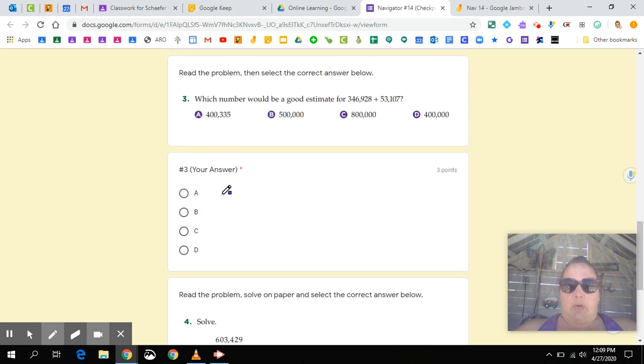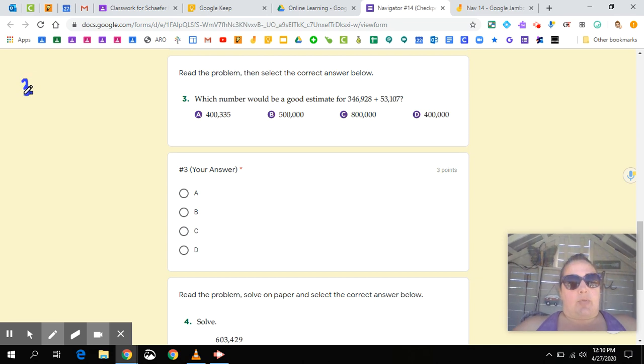Okay. Then we need to create a good estimate. So with estimates, you could round. You could round each of these numbers. And we want to know which one would be a good estimate for 346,928 plus another 53,000. So maybe you go to the nearest 10,000, and go from there.